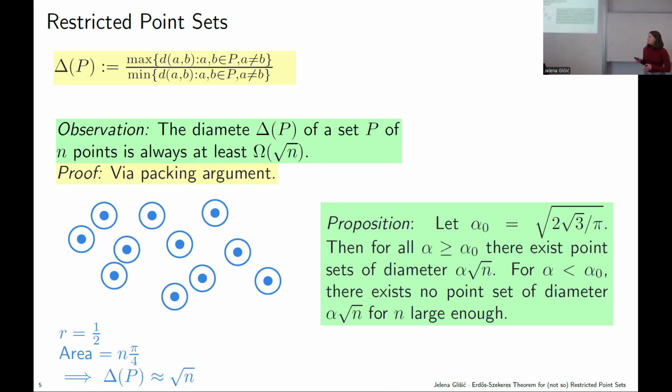And just for some notation, I will call the point sets which have diameter of order square root of n dense point sets. So these are the densest. This is the densest a point set can be, if it has the smallest possible diameter. And now I want to explore how this relates to the Erdős-Szekeres theorem. So what can I say about convex subsets of my points?